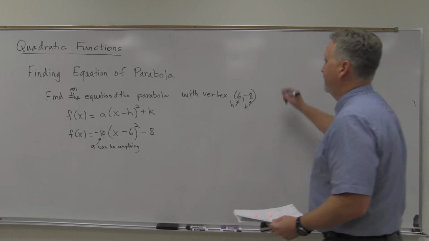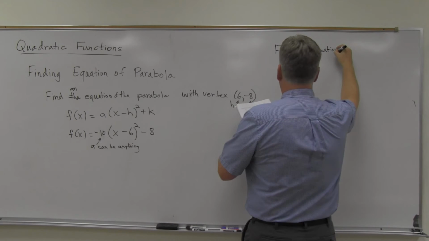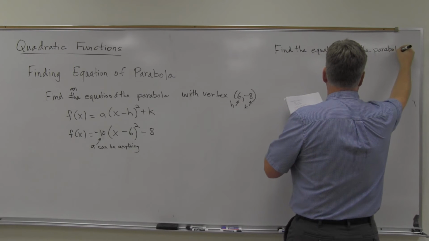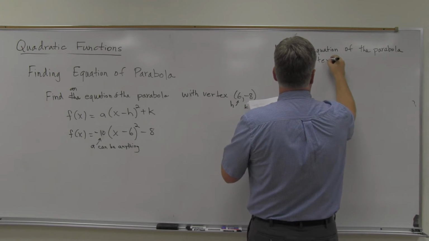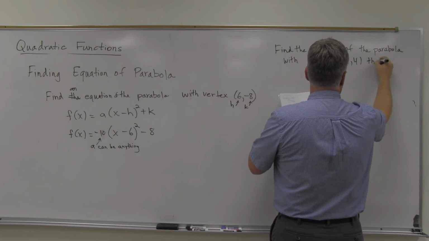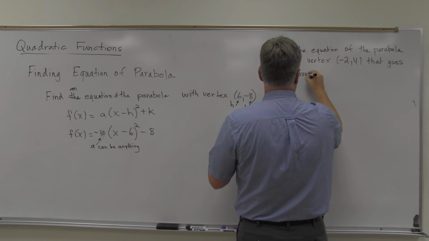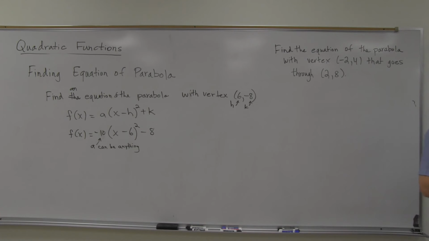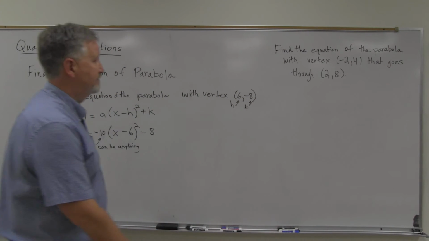Now let's do this. Find the equation of the parabola with vertex negative 2, 4 that goes through 2, 8. Aha, so we've got another point to satisfy here, not just the vertex. So that'll limit our value of a here. Okay, so let's see what this runs us into.